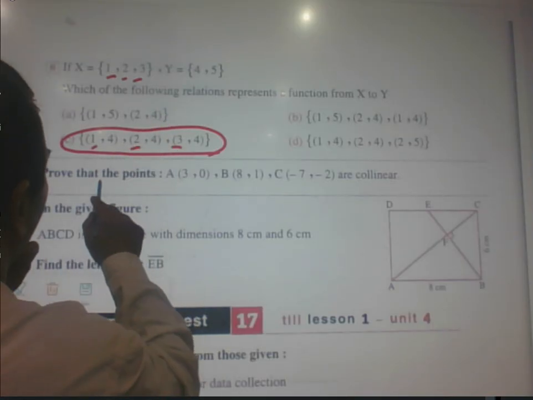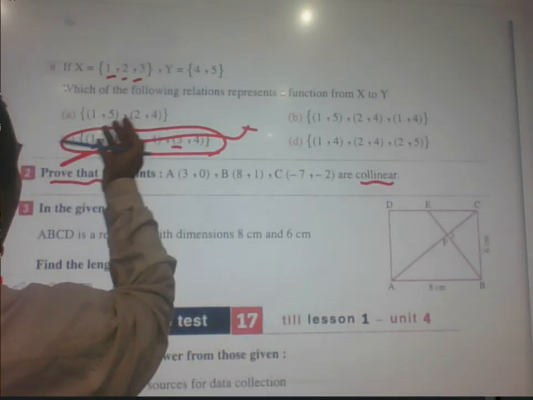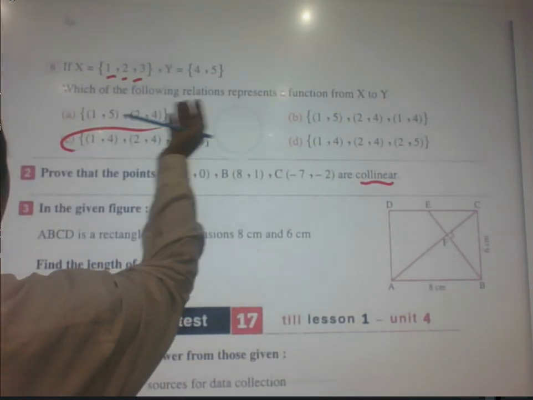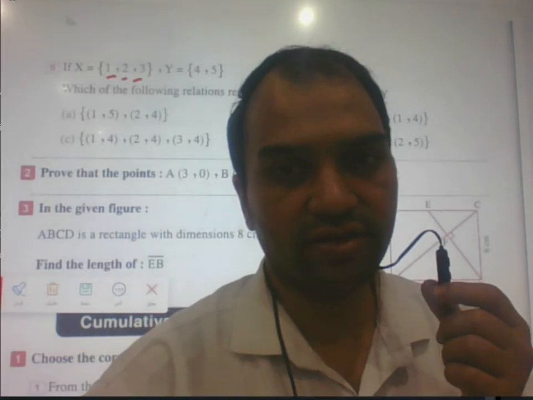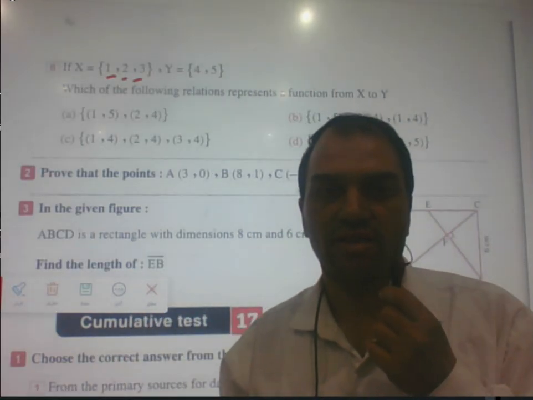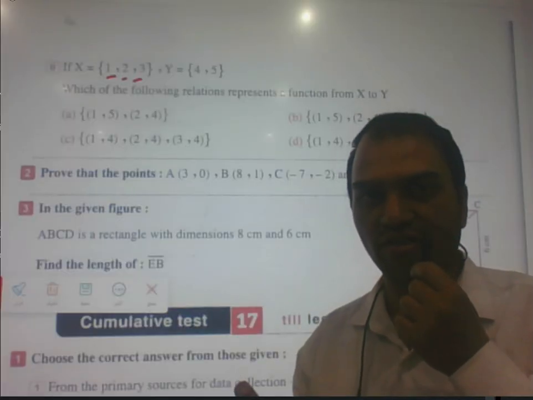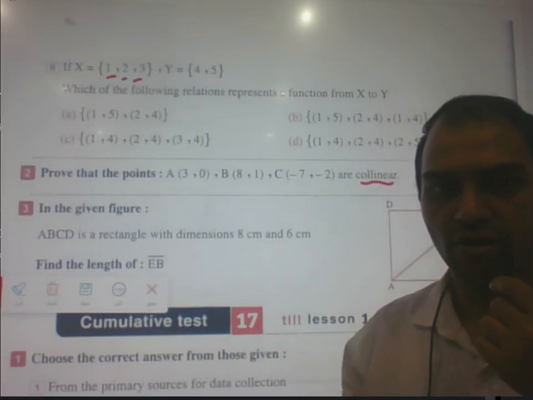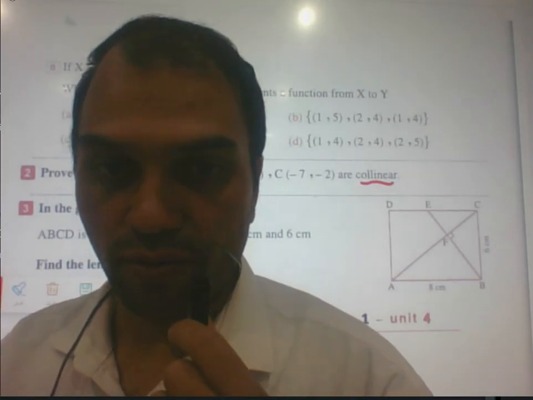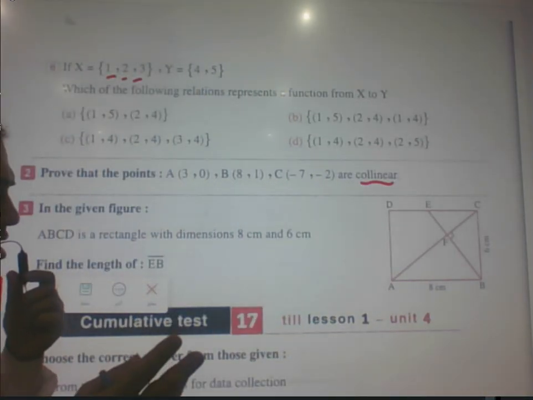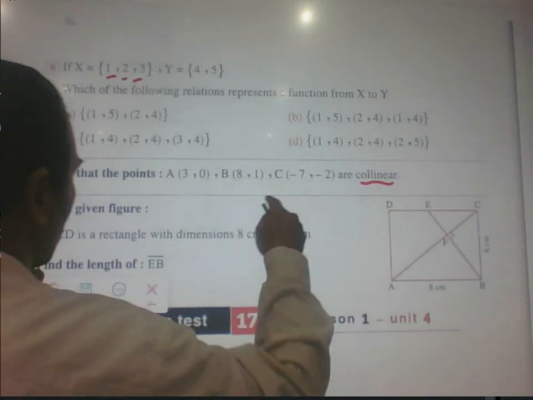Okay, prove that the points are collinear. Collinear means the 3 points lie on the same line. There are 2 methods. We can find the distance between the first and second, second and third, and third and first. If the greatest length equals the sum of the two smaller sides, then we call it collinear. Or you can find the answer by finding the slope, the slope of AB and BC. If slope AB equals slope BC and they have a common point, then they are collinear.